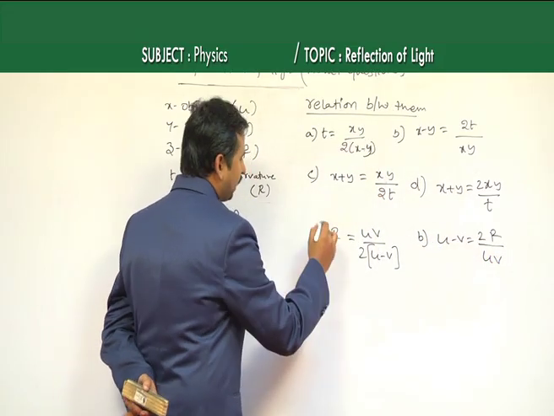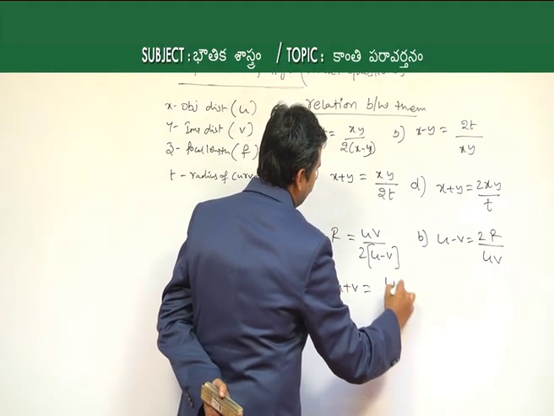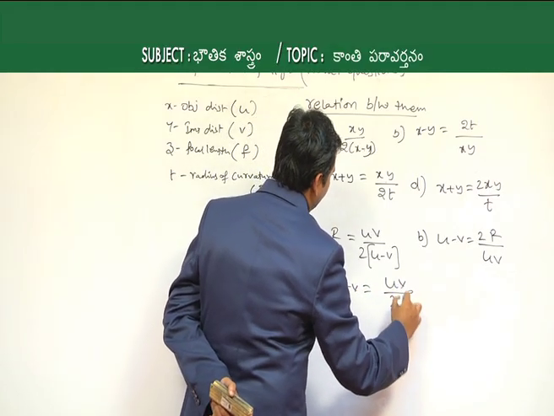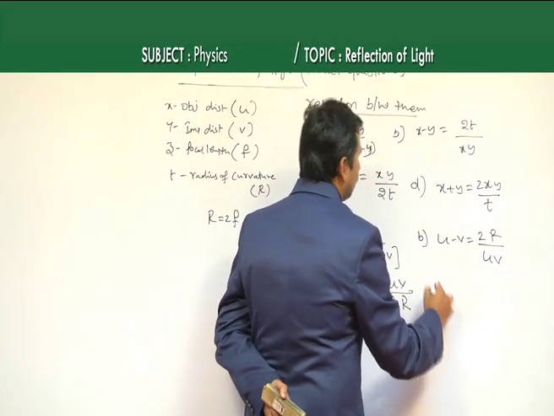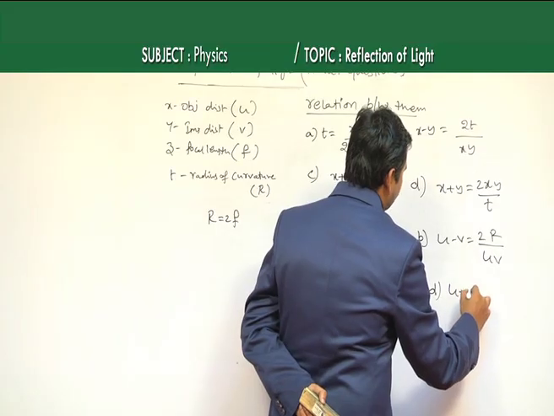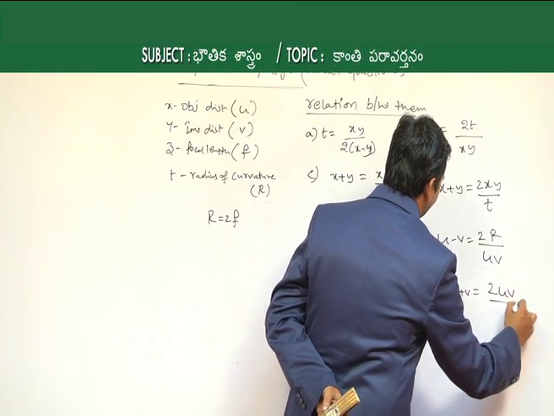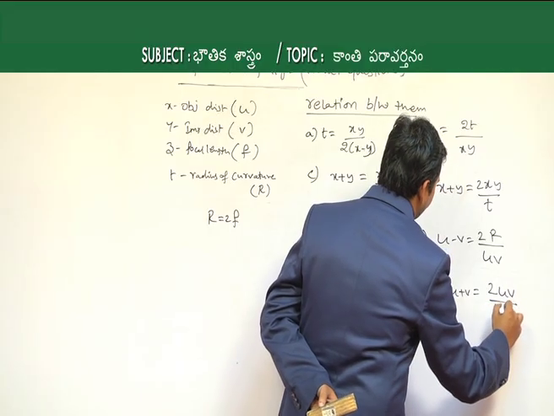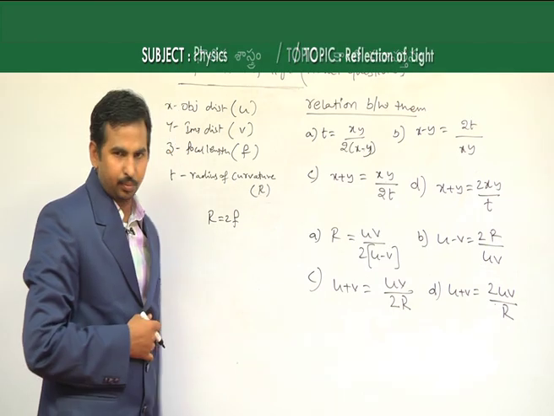And option C, x plus y, which is u plus v, is equal to u into v by 2 into r, that is 2r. Then option D becomes x plus y, which is u plus v, is equal to 2 times xy, which is uv by u plus v, of r. Okay, like this the options are given there.